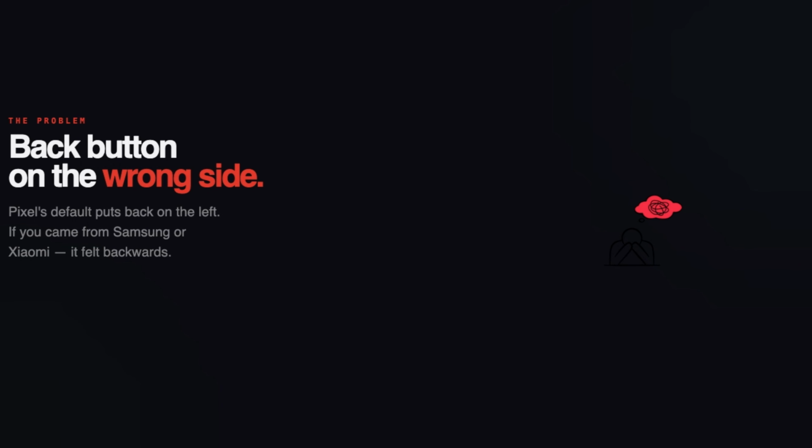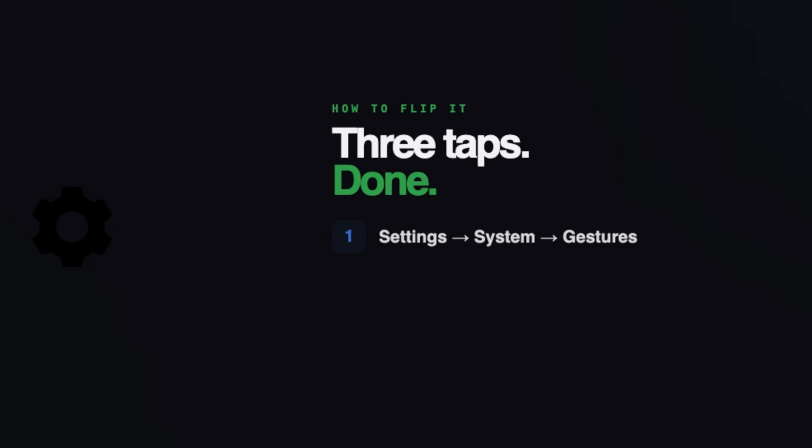If you came from Samsung, Xiaomi, or any other Android phone, you had the back button on the right side. Moving to Pixel meant the back button was suddenly on the left, and there was no way to change it. For years, people have been asking Google for this option. One Reddit user said it had been bugging them out since they switched to Pixel. Here's how to do it.